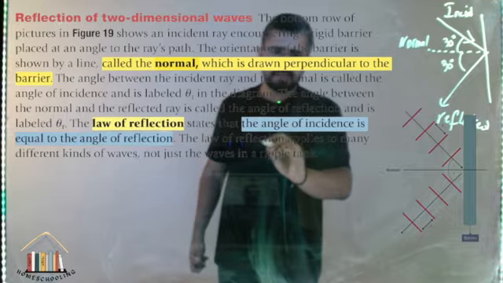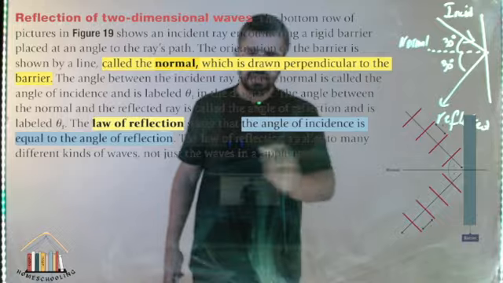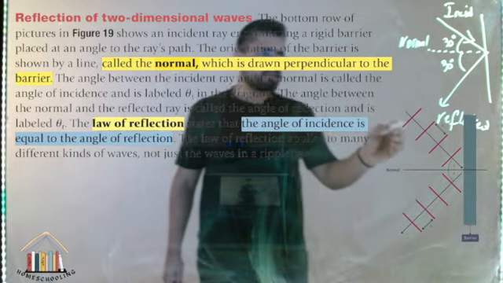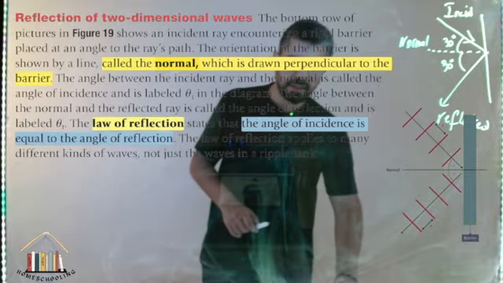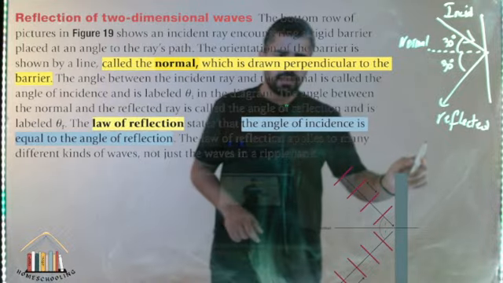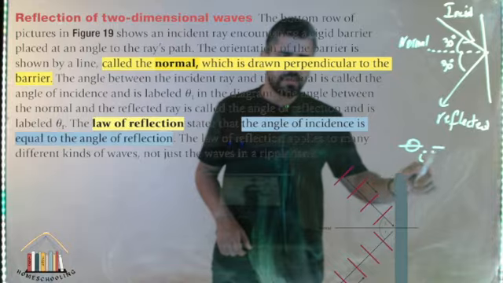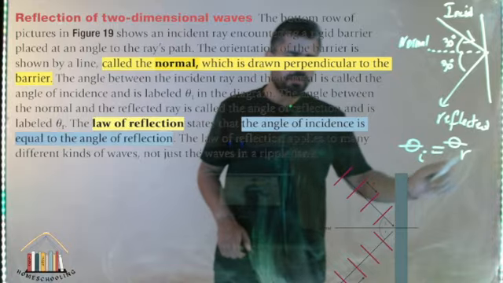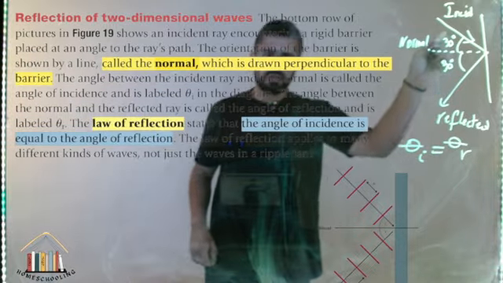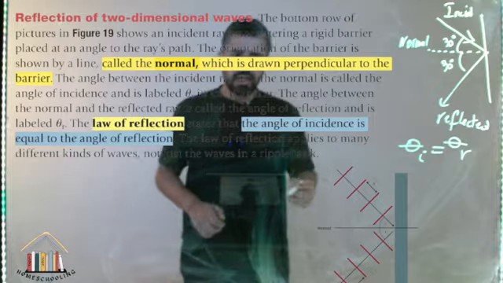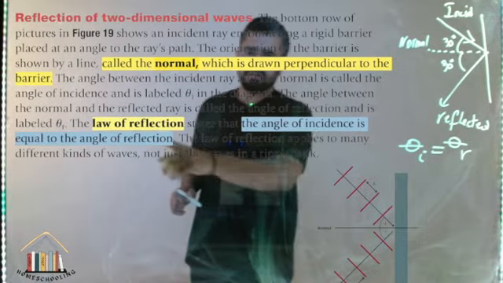The angle, this is very important, the angle of incidence, which in this case is 30 degrees, is equal. So you can write it here: the angle theta of incidence is equal to theta of reflection. The angle of incidence equals the angle of reflection. 30 degrees equals 30 degrees, and that's what we call the law of reflection.